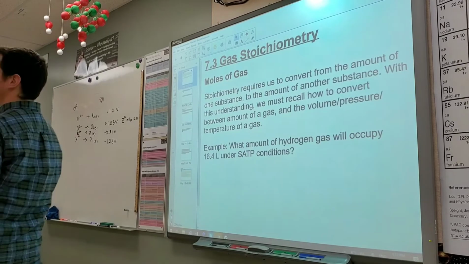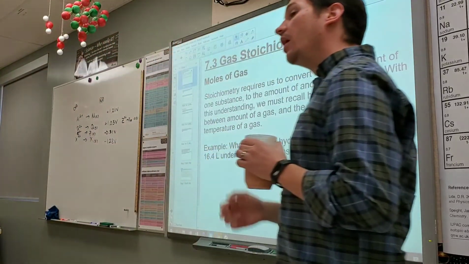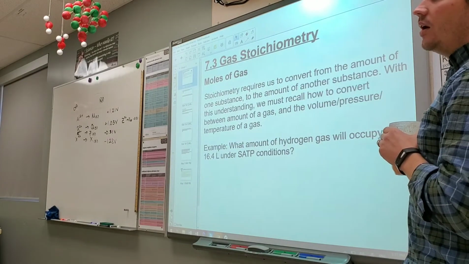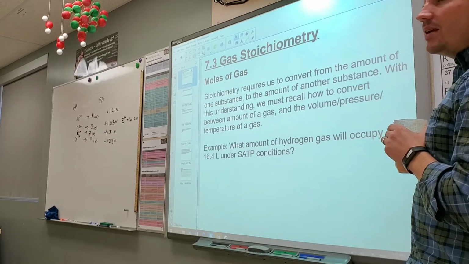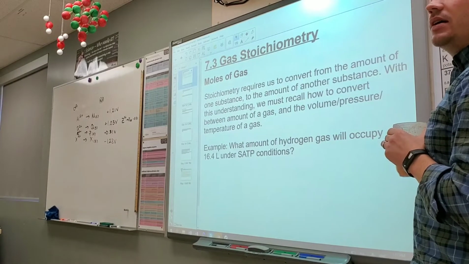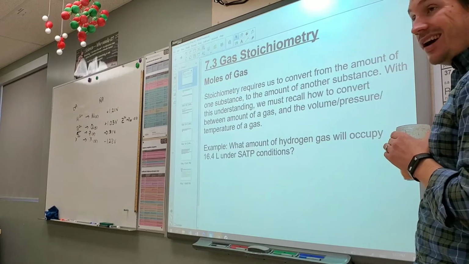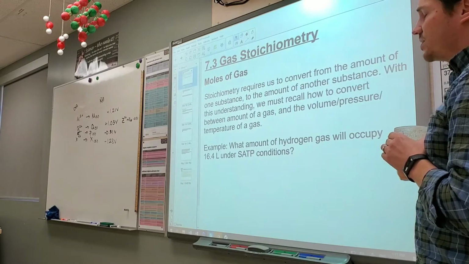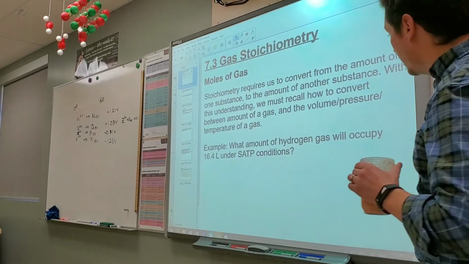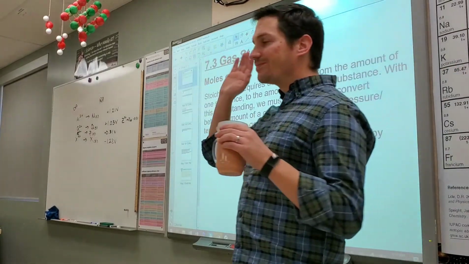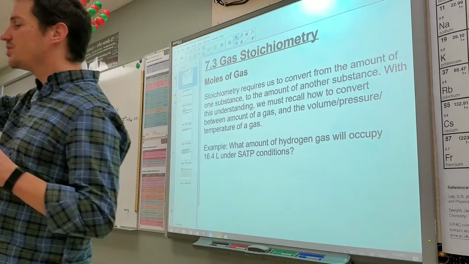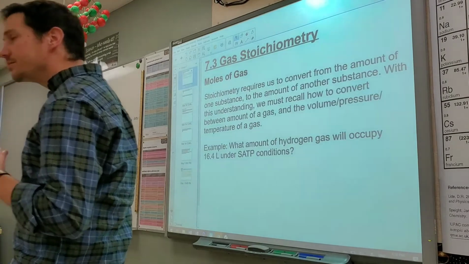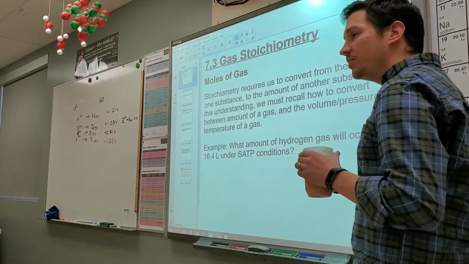What's the pressure under STP? 101.325 kilopascals, right? Now, standard ambient temperature and pressure is something totally different. It's 25 degrees Celsius or 298 Kelvin, and then it's also 100 kilopascals, right? Okay. Search your sheet for something else that has STP written on it.